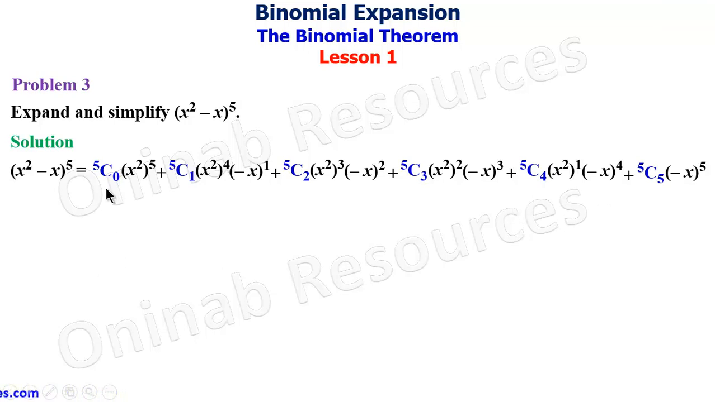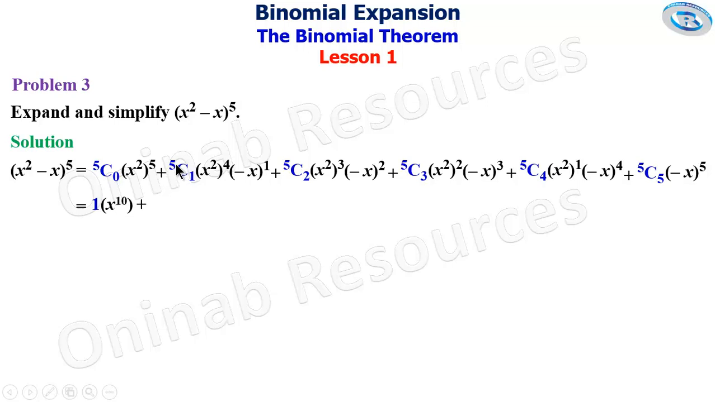Then we now simplify the coefficient. 5 combination 0 is 1. Then x squared all raised to the power 5. This is indices. So what we do, we multiply out the indices. So that's going to give us x raised to the power 10.